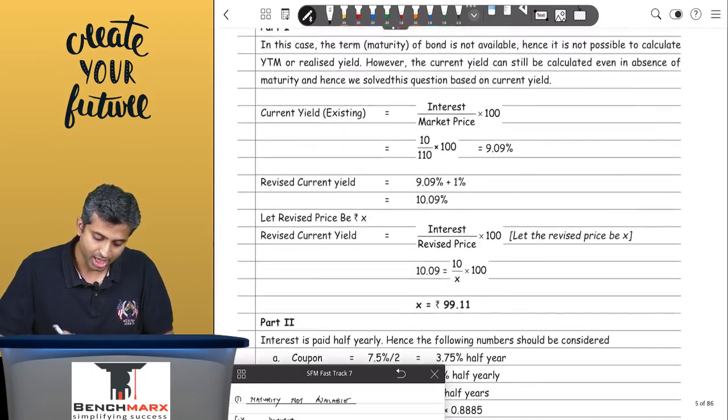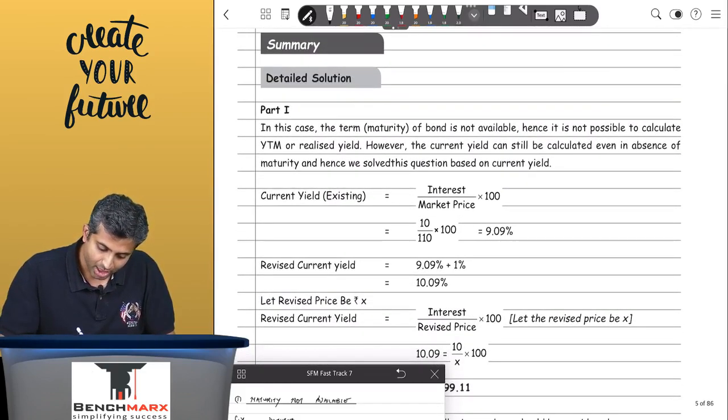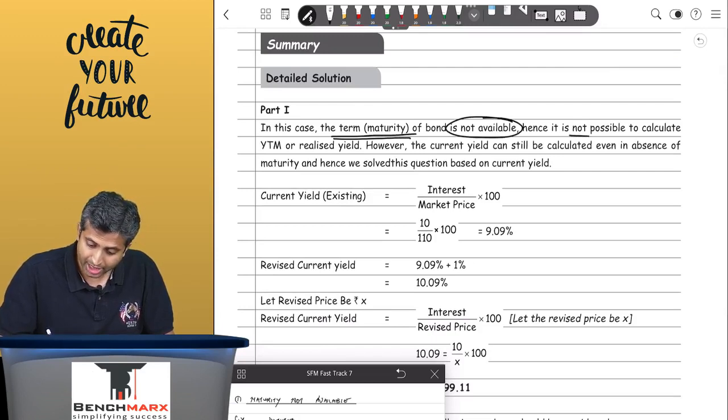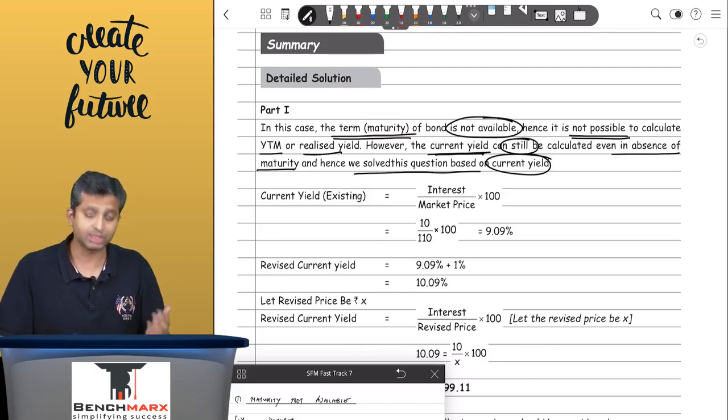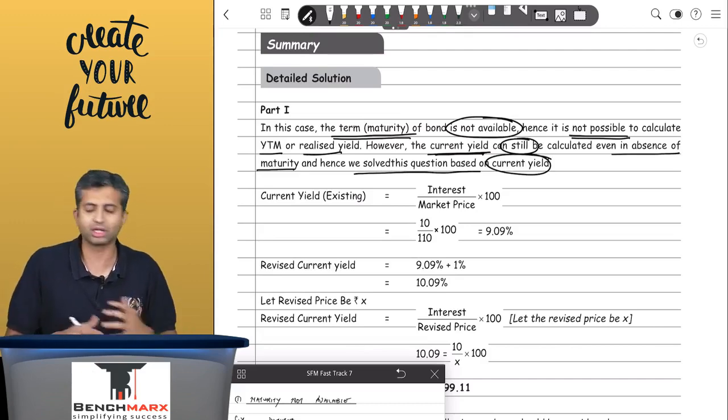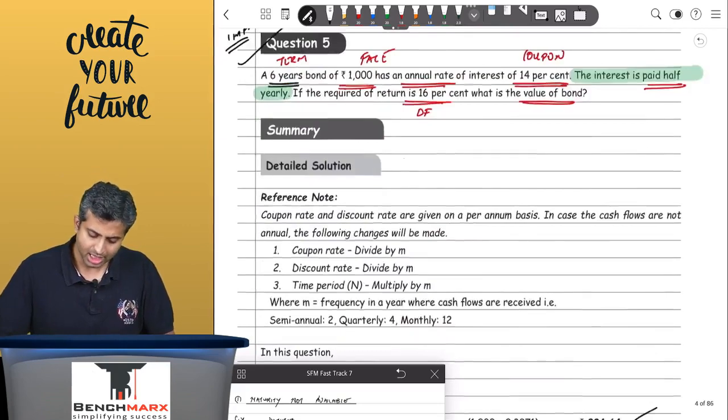So over here, if you look at your reference in part 1, in this case, the term to maturity of the bond is not available, and hence it is not possible to calculate the YTM or realized yield. However, the current yield can still be calculated even in absence of the maturity, and hence we have solved this question based on the current yield. So this is the reason we need to tell the examiner why we have taken the current yield in this particular case. Okay, is the question over?